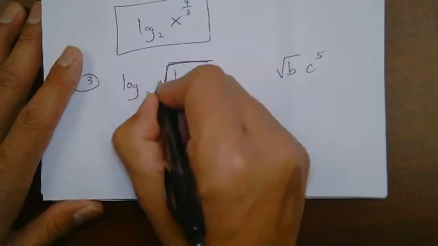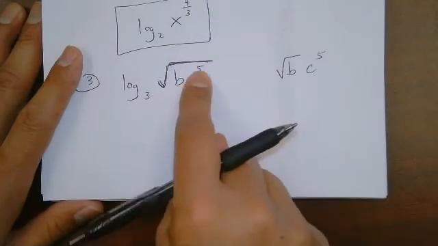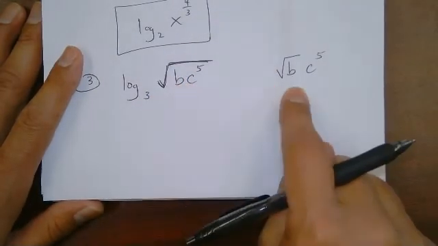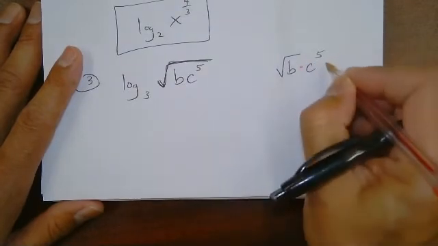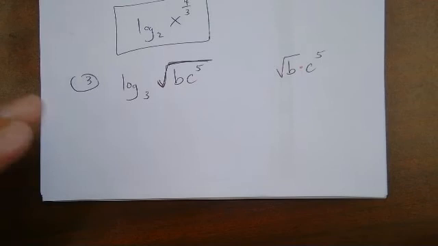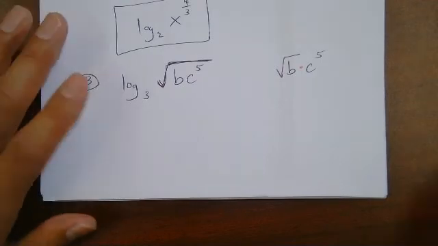Correct. See this one, the radical, both of them are underneath. The roof is covering both of them. Here, the radical, they're both inside. Here, they're not both inside. Everybody agree? The only one that's in the radical is the B, and the C5 is not under. You guys see that?